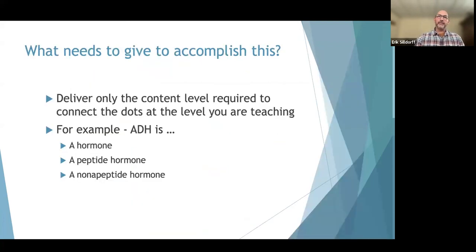So what needs to give for us to accomplish this goal? Well, we need to deliver only the content level required to connect the dots. Now, again, that can vary, and this is the beauty of this system. This works in a 100 level, one semester physiology course or med school, right? The difference is the degree of detail and the number of components you want to include.